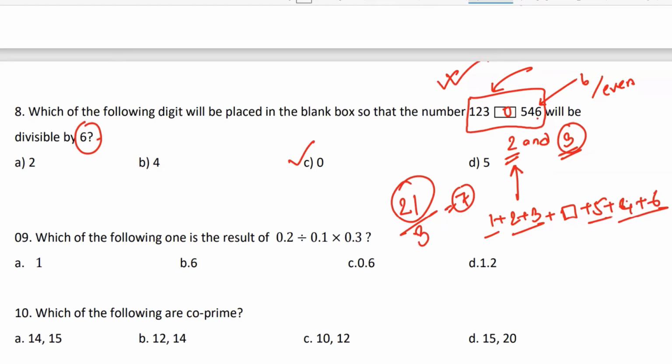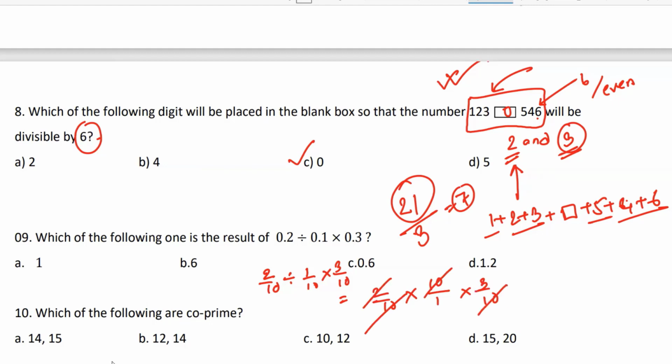Now, question number 9. What is the result of this number? It's like the previous math. First step, convert this decimal number into a fraction. Then, divide 1 by 10, multiply 3 by 10. So, now 2 by 10, multiply. Now, convert divide into multiply. This one will be inverted, then 3 by 10. Now, 10 by 10. This is 2 divided by 10, 5. Final answer is 3 by 5.